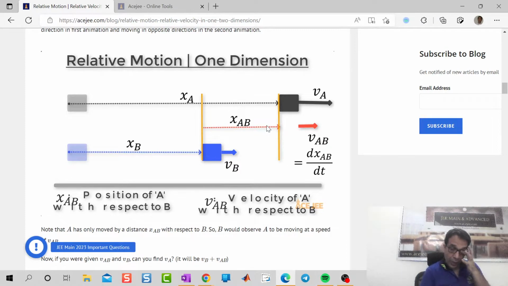See, with respect to the ground, A has traveled a distance xA. With respect to the ground, B has traveled a distance of xB. With respect to B, the relative position of A is xAB, right? So what matters from the relative standpoint is that number. Yes? So let's write down the expression for vAB.